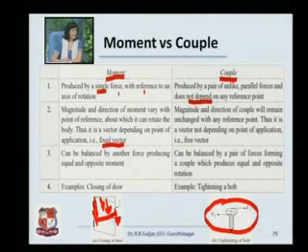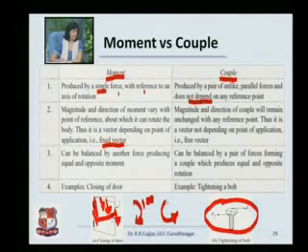Next, a moment can be balanced by another force producing an equal and opposite moment. Supposing you have a force which causes a clockwise moment of magnitude 100. Another force can cause an anti-clockwise moment of magnitude 100. Both of them can balance each other. Not so in the case of a couple. A single force cannot balance a couple. A couple can be balanced only by a pair of forces, forming a couple which produces equal and opposite rotations.